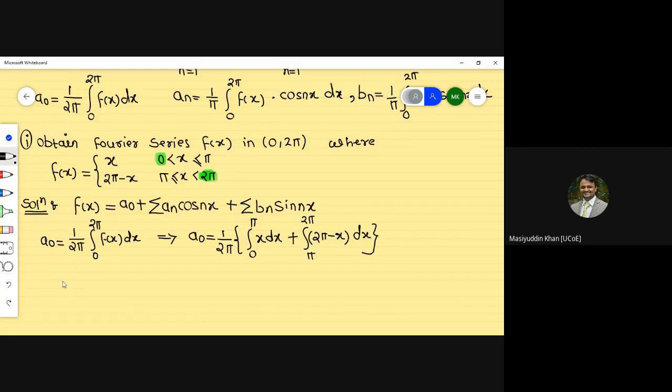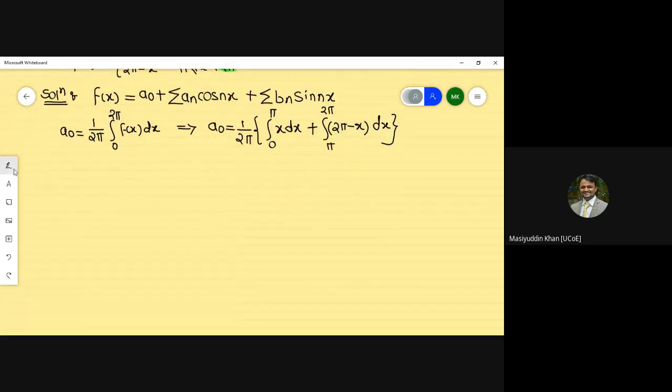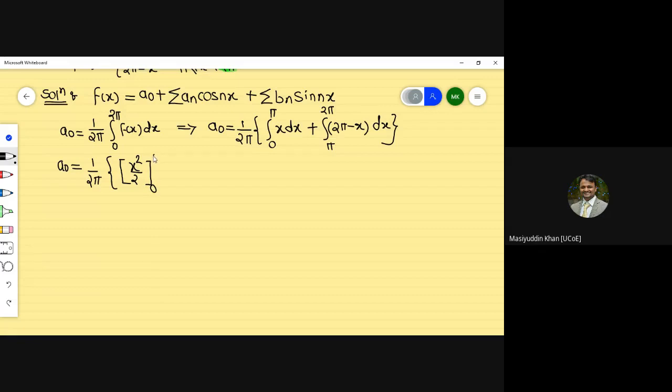So what we have to perform here, clearly, is a0 is equal to 1 by 2 pi. So we have to calculate the integration one by one. The integration of x becomes x square by 2, with the limits as they are, 0 to pi, plus we can take the integration of the second part, 2 pi minus x.